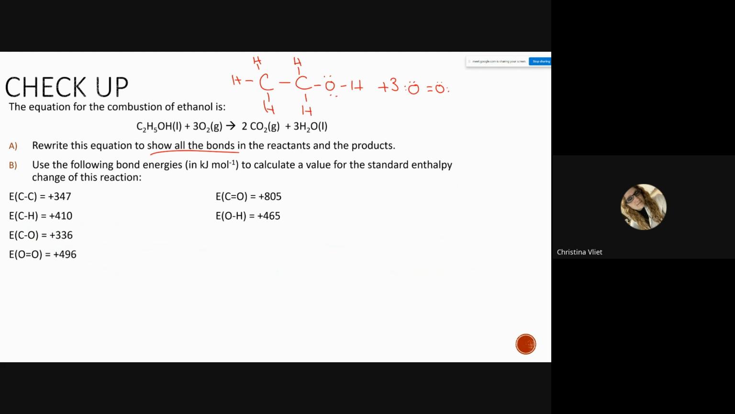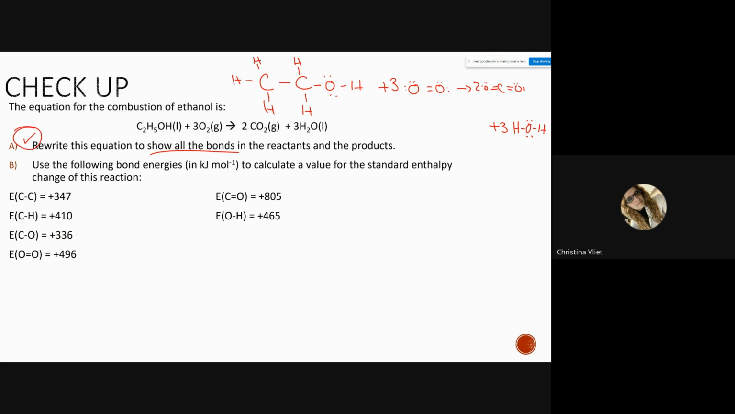Now on the product side, what do I have? 2 CO2. You know the Lewis structure of CO2? C with the double bond to oxygen. You should know, right? It's C with the double bond on each side. What number's in the front? 2. And then water, how many? And how do we write water? HOH. So that's it. Rewrite the equation to show all the bonds.